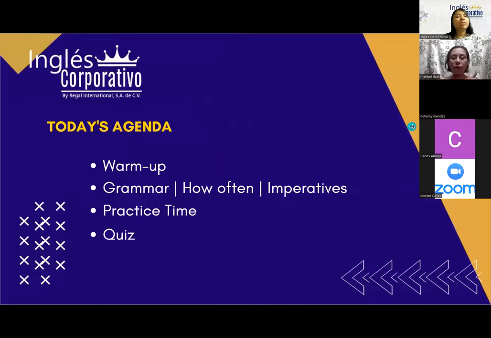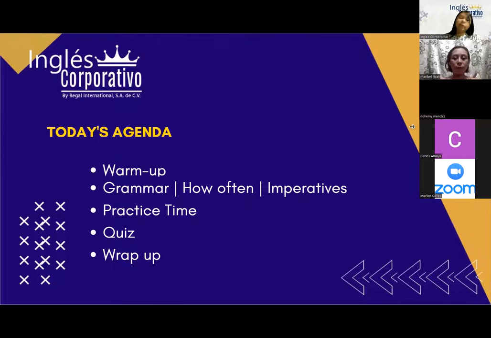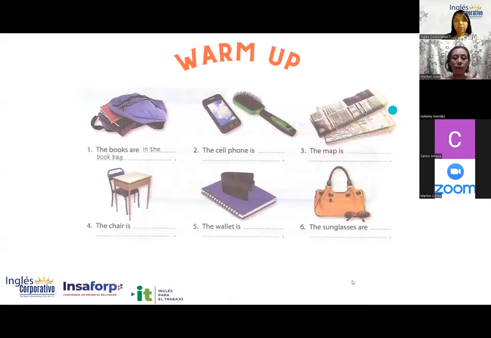So now, guys, today's agenda. We already had the warm-up. We are going to move to grammar, and today we are going to make a review on how often, and we are going to talk about imperatives, all right? We have the practice time, and we also have a quiz. We are going to start with prepositions. So the books are in the book bag. What about number two? Where is the cell phone? Is next to what? Hairbrush.